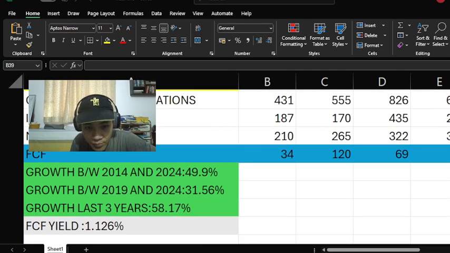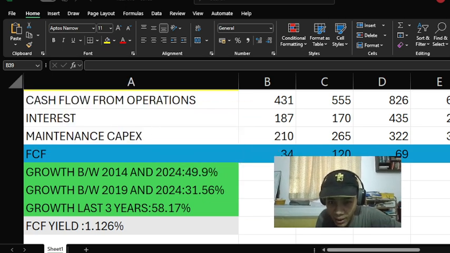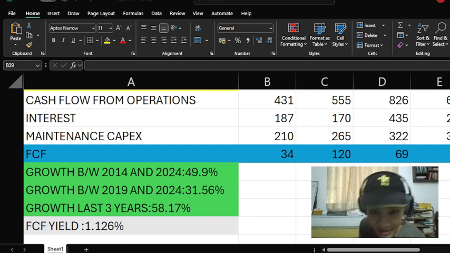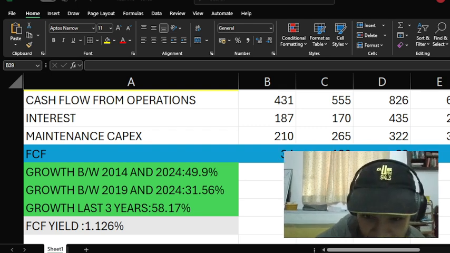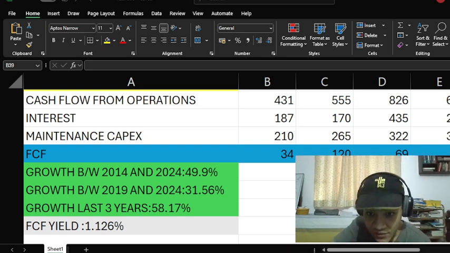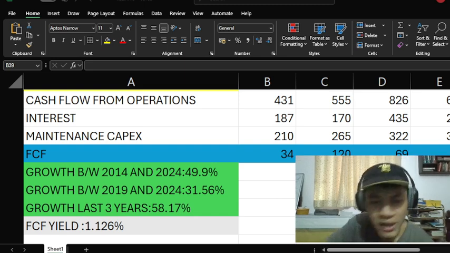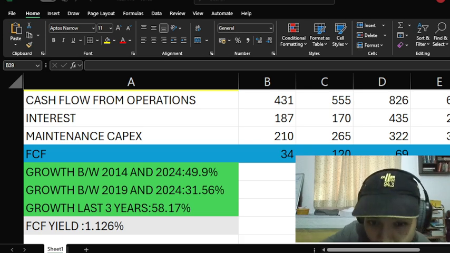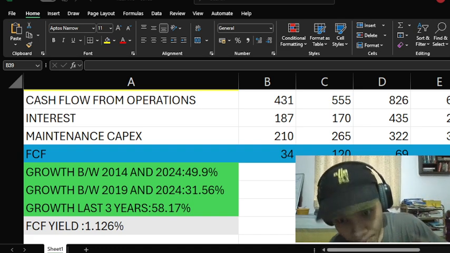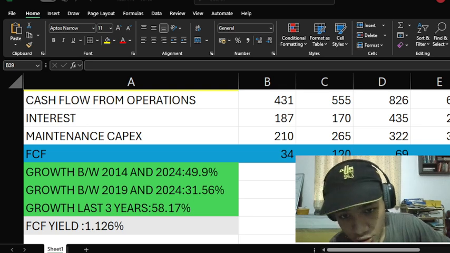Now yield is poor. 1.12% of market cap is the free cash flow. Okay, yield is extremely poor, 1.12%, but the growth is nice. 50% annualized growth for the last 10 years. 31% for the last 5 years. And of course, COVID really affected this. Last 3 years, 58% growth in free cash flow. Yield, bad yield, 1.12%, not the best at all.